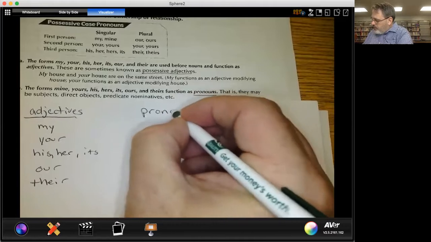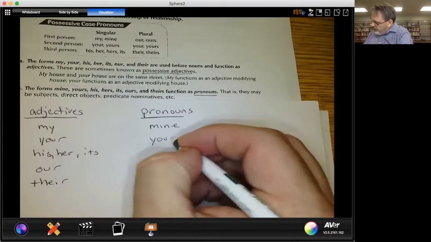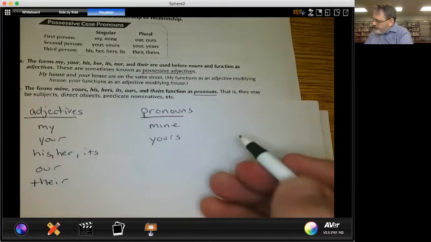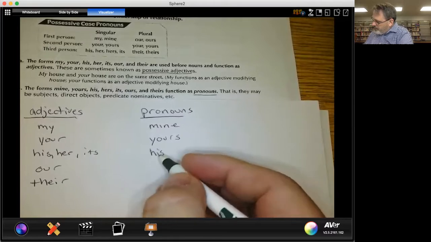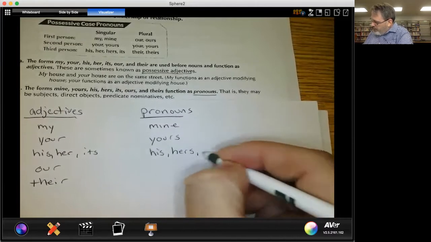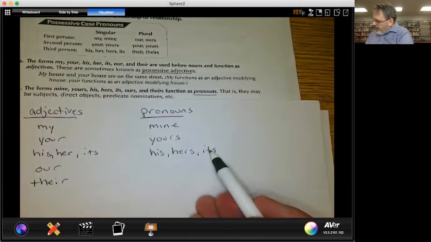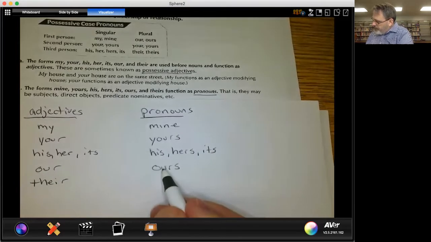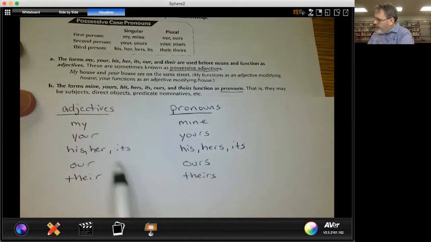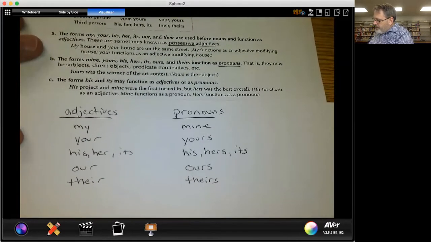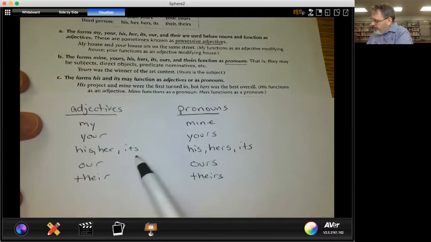So, okay, mine, yours. See how these relate? My, mine, your, yours. And then you've got his, look, it's the same in both cases. Hers, its. So her and hers is different. His is the same. Its is the same. And then we've got ours. They're different. And theirs. All right. So we'll use this list to keep them clear. Adjectives versus pronouns. But then part C says that his and its may function as adjectives or pronouns. Well, we just established that, didn't we? There's his in both lists and its in both lists.